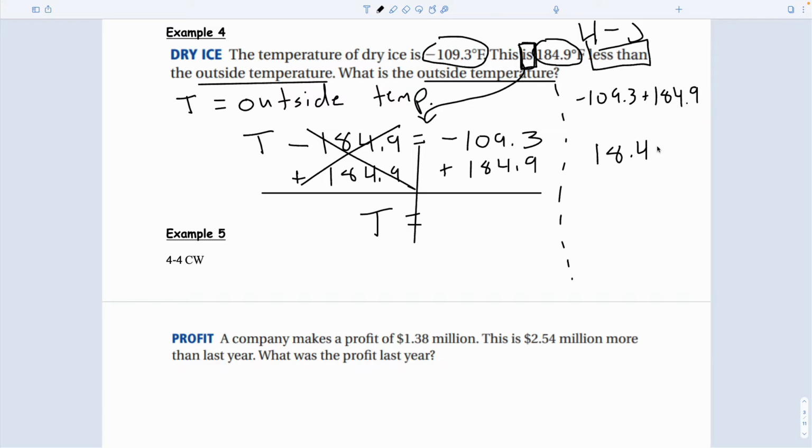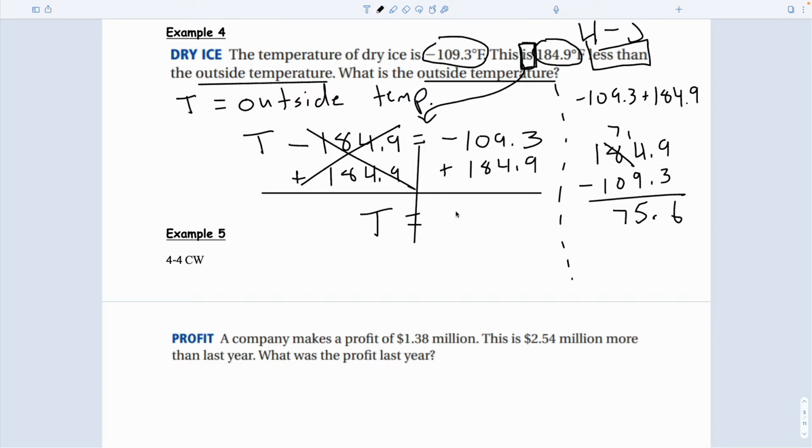Sure, let's build a snowman and put 109.3 below it. Make sure your decimals line up. Decimal down here, and we're subtracting. 9 minus 3 is 6. 4 minus 9 can't work, so we borrow. 14 minus 9 is 5. 7 minus 0 is 7. 1 minus 1 is 0.